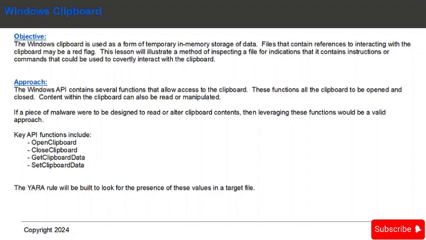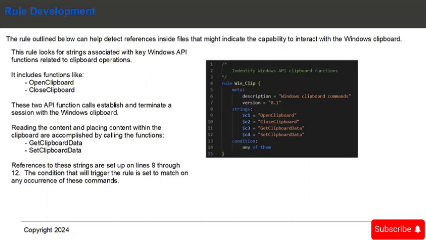The Windows API allows interaction with the clipboard. It allows you to open it, close it, read from it, write to it. So it gives you all the capability that you need to be able to interact with the clipboard and manipulate its contents. So if a piece of malware were designed to go after your clipboard content, either reading it or writing it, then leveraging these types of functions would be a valid approach. These API functions are OpenClipboard, CloseClipboard, GetClipboardData, SetClipboardData. And that's what we're going to search for in our YARA rule.